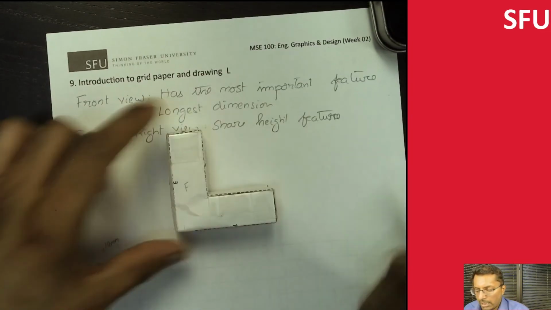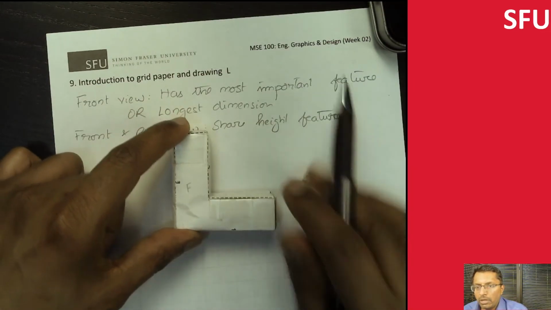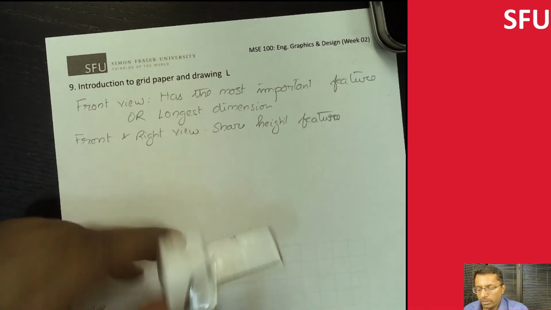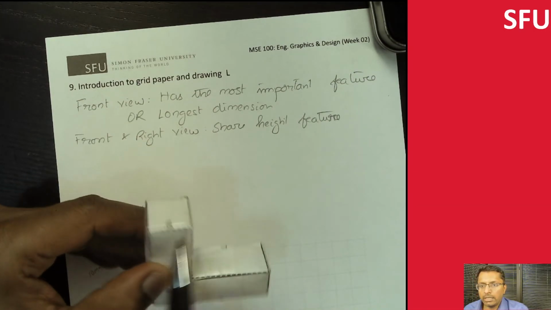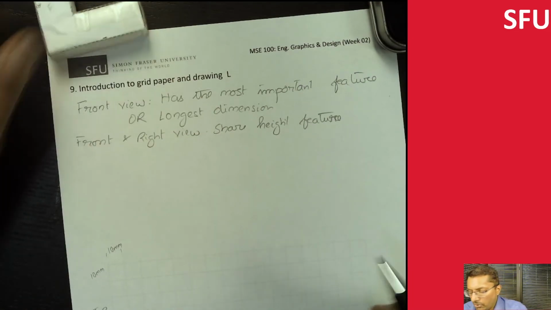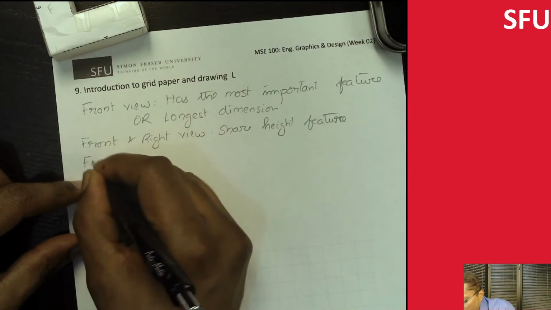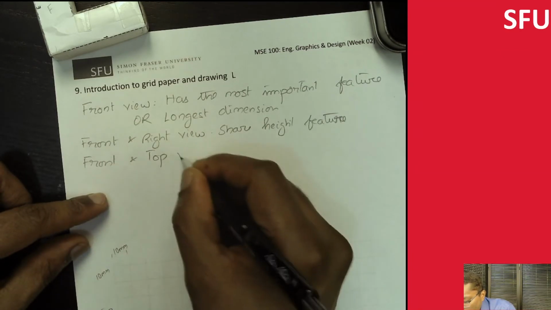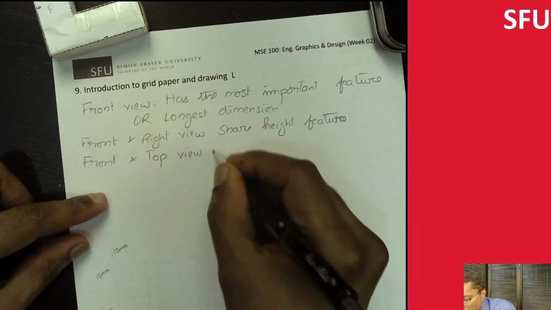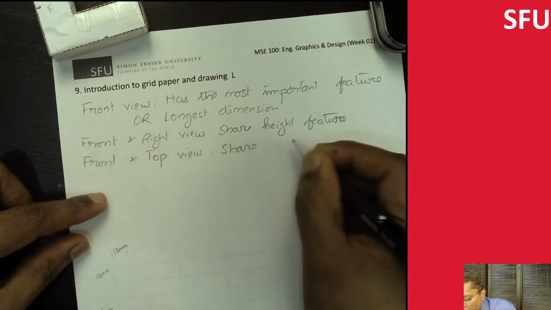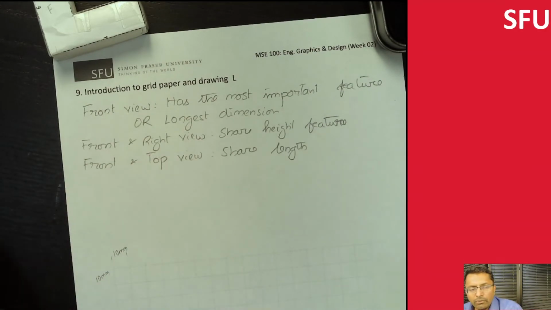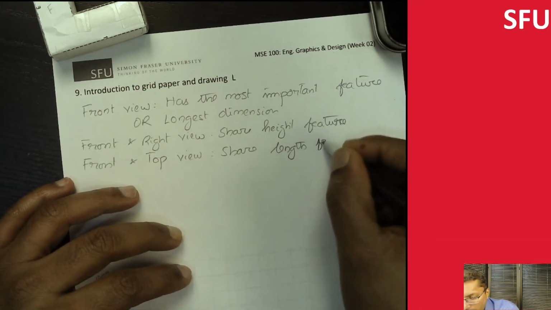If I think about what's happening, this is my front view, and then if I look at the top view, because you're rotating about this axis over here, this length is going to be the same. So the front and top views share the length, or you can call it the width of the object, but we just call it the length feature.